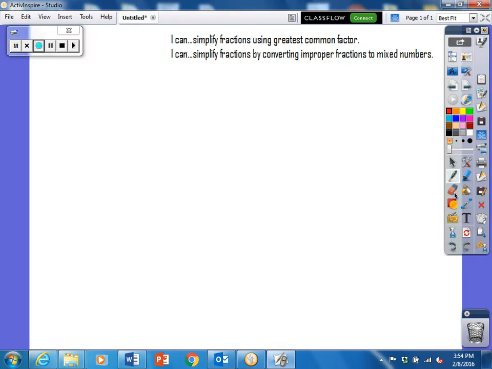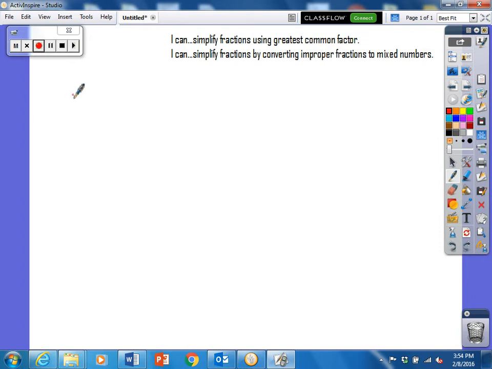Okay, boys and girls, today we are going to be practicing simplifying fractions. There are two different I can statements for this. There is I can simplify fractions using the greatest common factor, or I can simplify fractions by converting improper fractions to mixed numbers. So we're going to review and go over both of those strategies today.